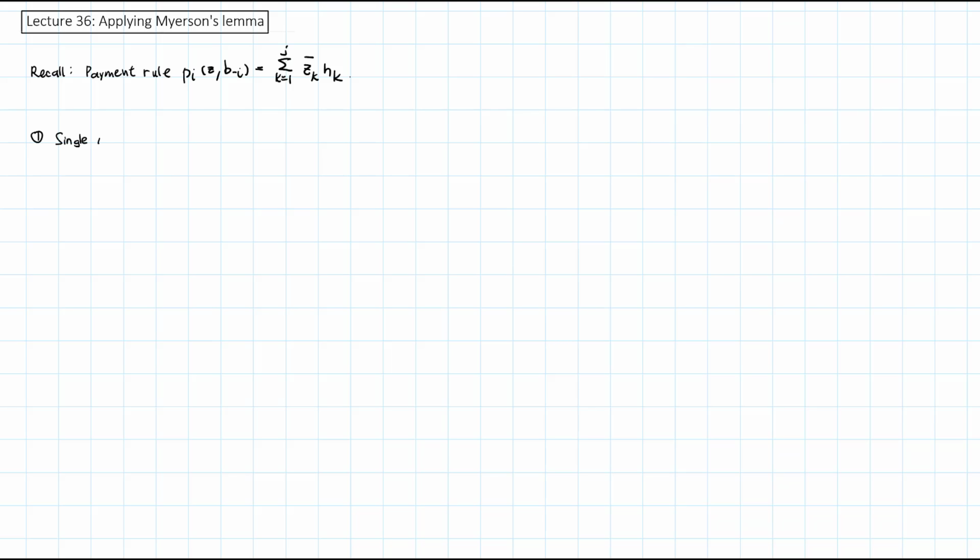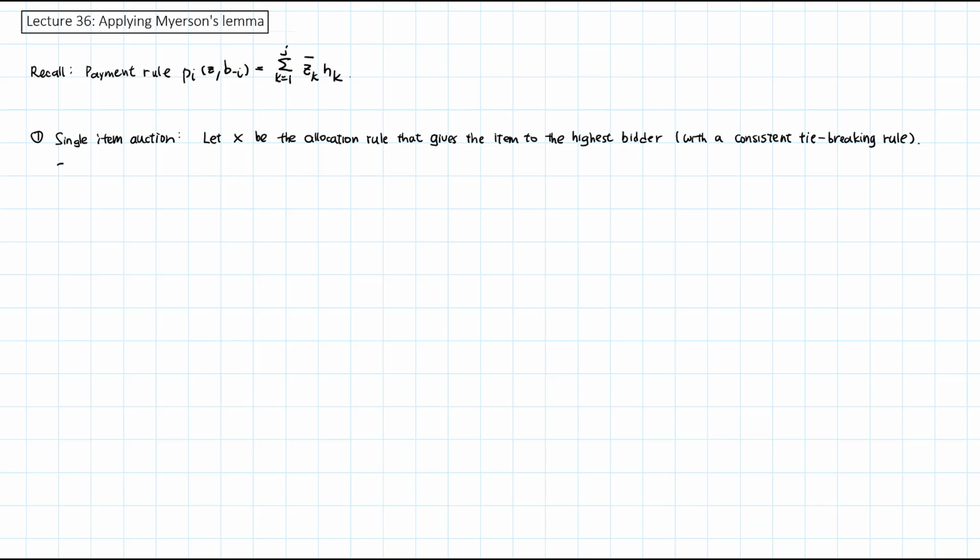We start with the single item auction. Let x be the allocation rule that gives the item to the highest bidder, with a consistent tie-breaking rule. This is a monotone allocation. We consider a player i and the bids b minus i from the other players. We let capital B be the maximum bid from the other players.